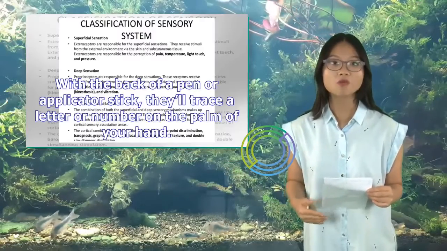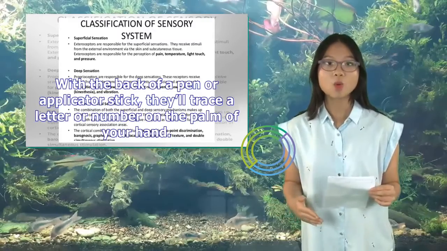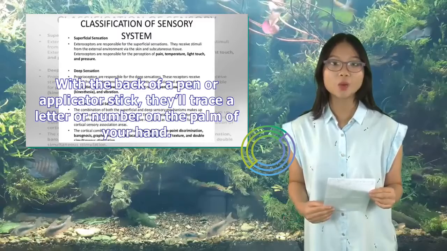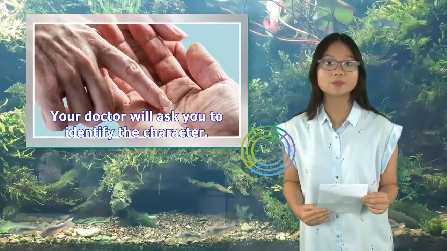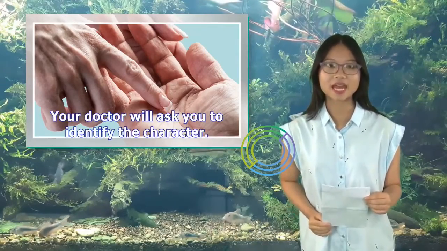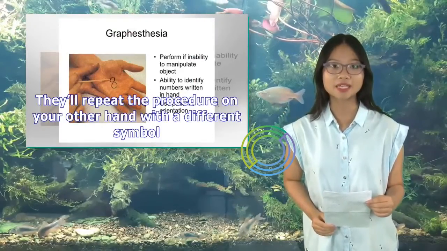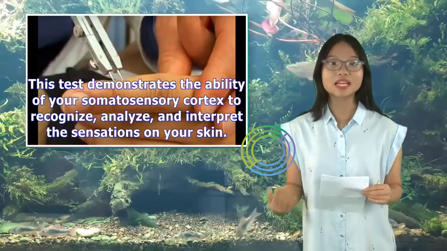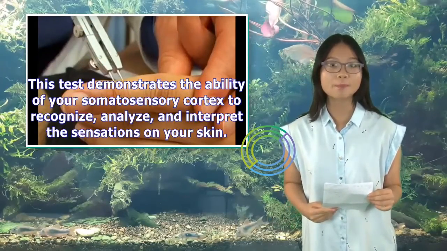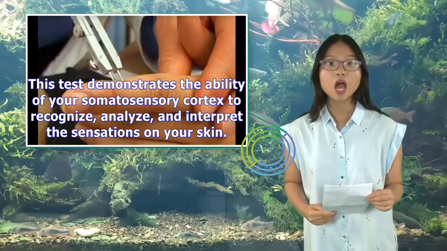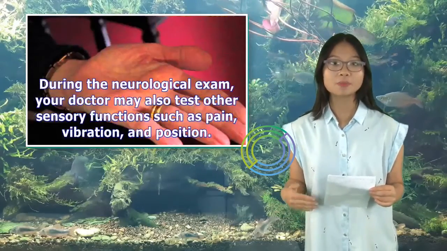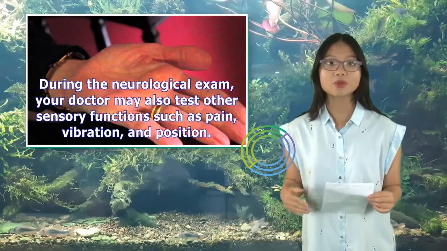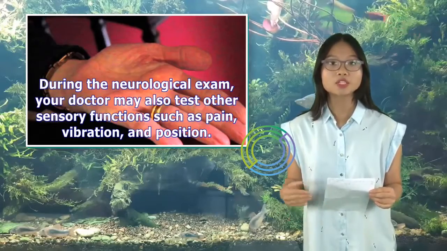Your doctor will have you close your eyes. With the back of a pen or applicator stick, they'll trace a letter or number on the palm of your hand. Your doctor will ask you to identify the character. They'll repeat the procedure on your other hand with a different symbol. This test demonstrates the ability of your somatosensory cortex to recognize, analyze, and interpret the sensations on your skin. During the neurological exam, your doctor may also test other sensory functions such as pain, vibration, and position.